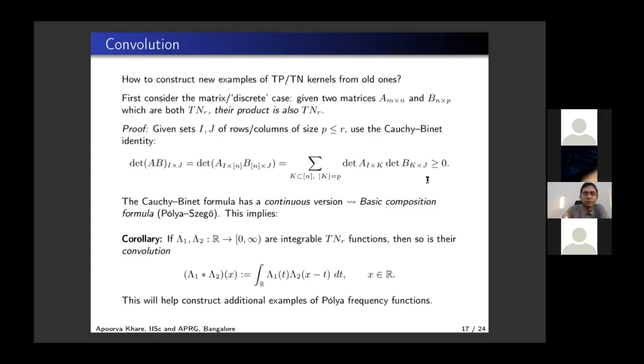This is the complete proof for the discrete case that the product of Tn matrices is Tn, but this has a continuous version as well: if you convolve two Fourier frequency functions, or even more generally two integrable Tn functions, then their convolution is also Tn. That basically comes from taking the continuous version of this determinant formula for finite sized matrices drawn from lambda 1 and lambda 2. That's called the basic composition formula. It is due to Polya and Szego from their book on problems in analysis. And this simple fact, this convolution together with this idea, will help us construct additional examples of PF functions from old ones.